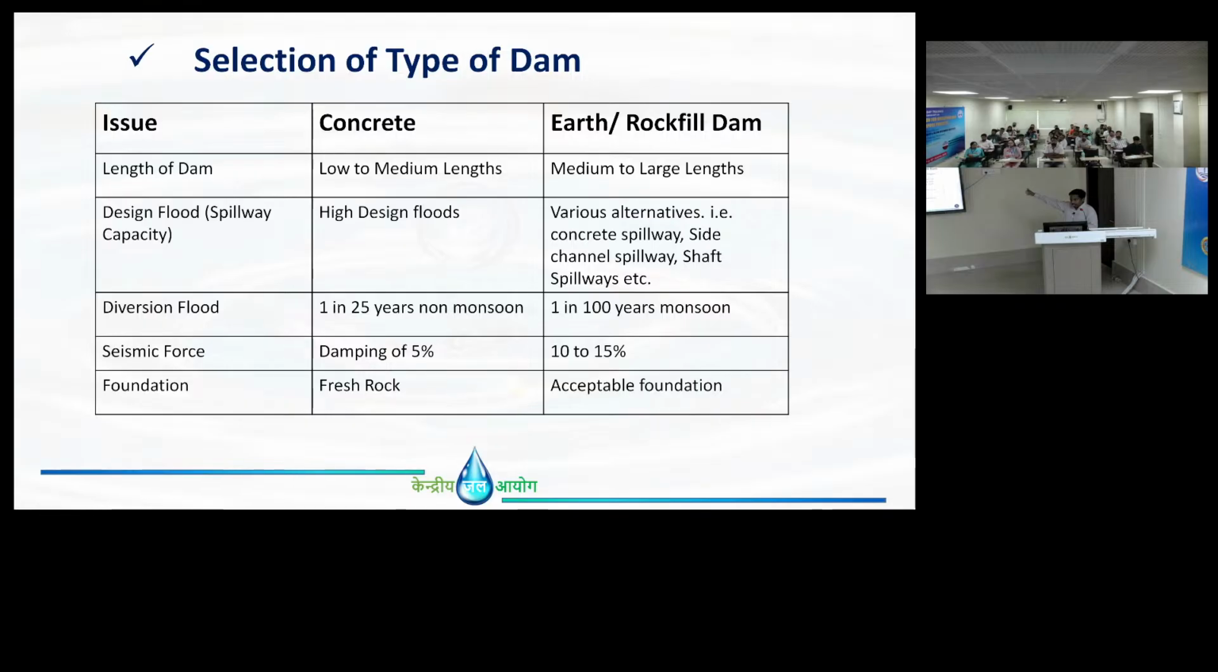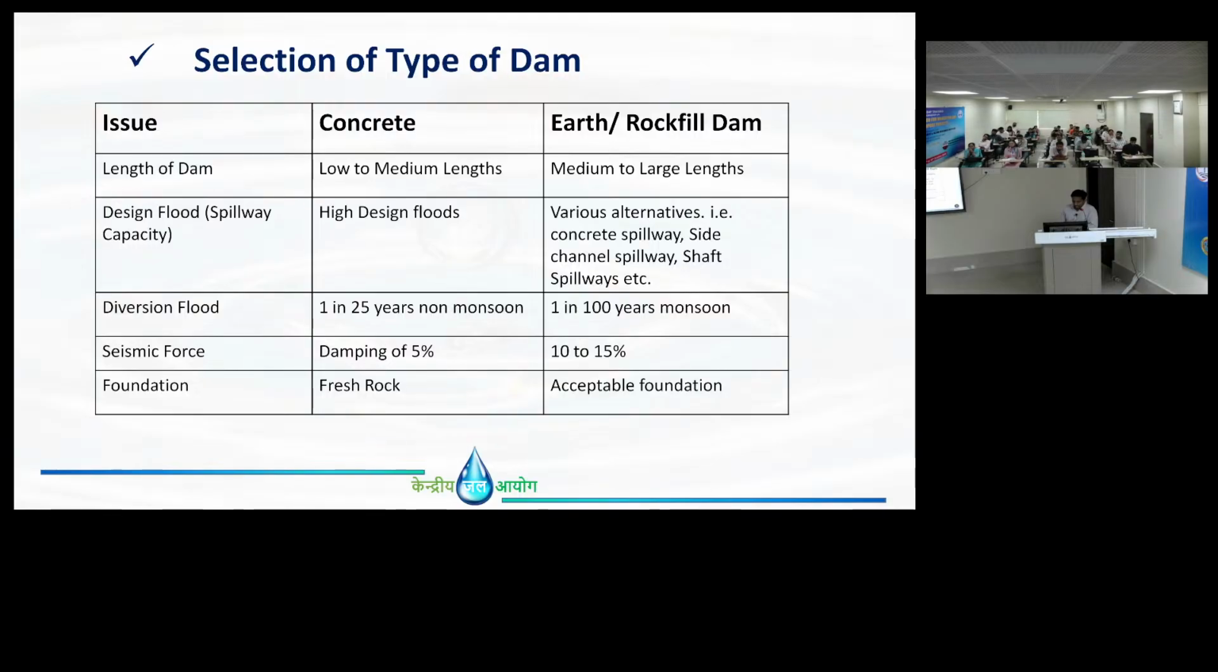And seismic. If earthquake is the only criteria to decide, then we better go for a rockfill dam, because it can take up to 10 to 15% damping. Damping means energy absorption. It can take up to 10 to 15% of energy absorption, whereas concrete dams are a rigid type, right? So it might crack during earthquake activities.